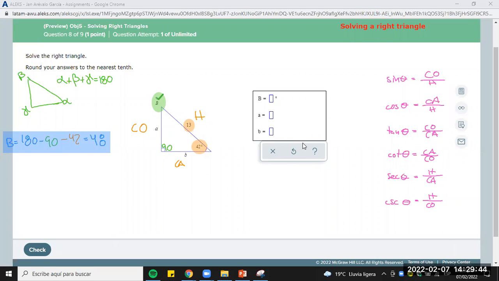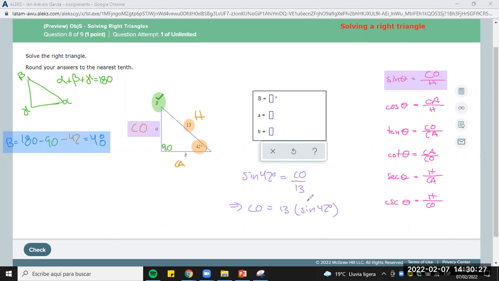Now let's go for letter A. I'm going to use purple in this case. Letter A, that is the opposite side. I'm going to use sine because I have the hypotenuse. So the sine of 42 degrees equals the opposite over 13, and then the opposite will be 13 times the sine of 42 degrees.